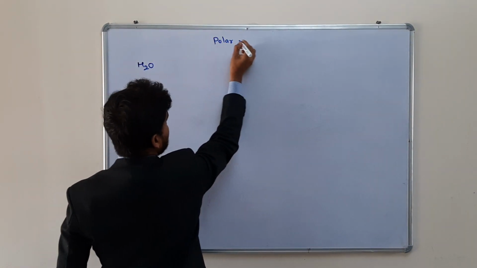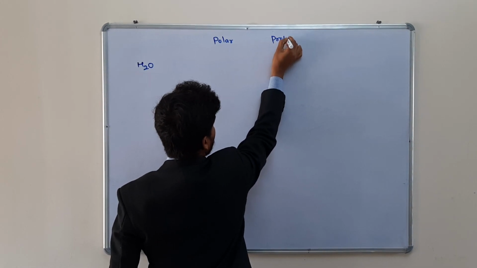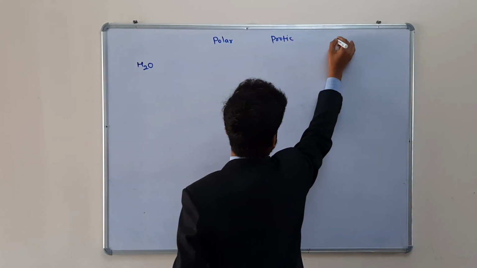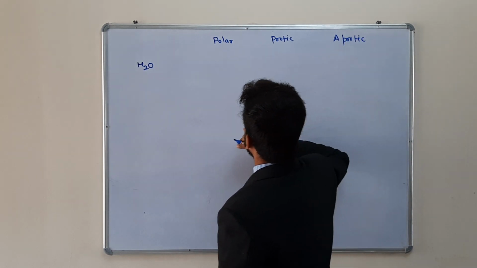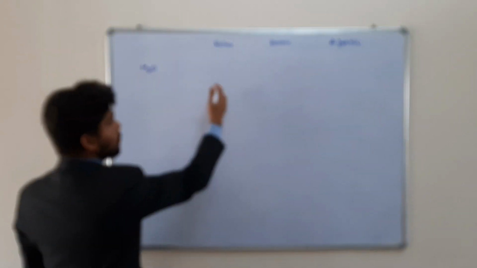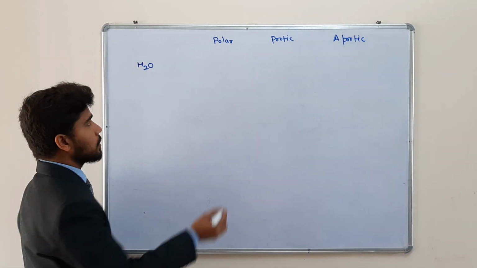I'll write polar. If it is protic, we will mark on protic. If it is aprotic, we will mark on aprotic one. Okay? And if it is non-polar, we'll just cross this column. So let's say water, is it polar? Yes, of course, it is polar.